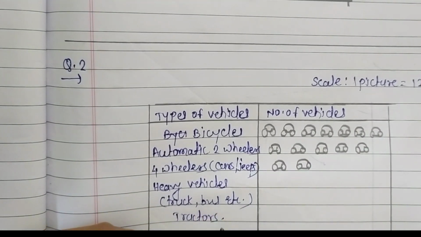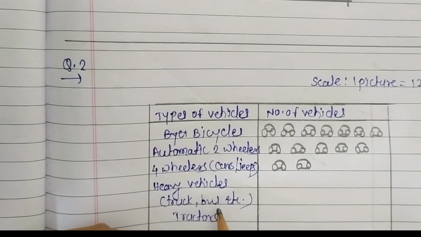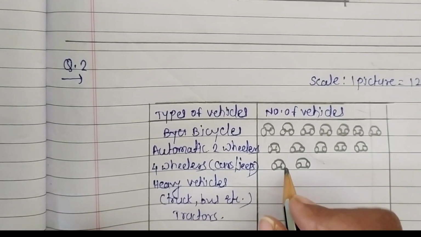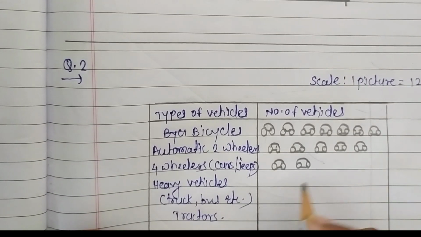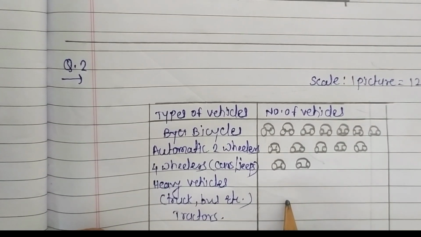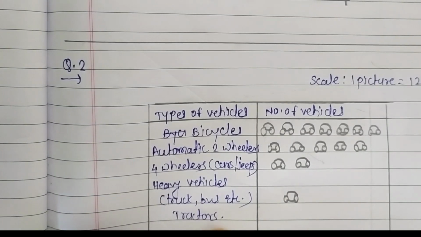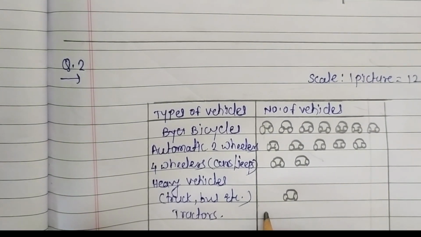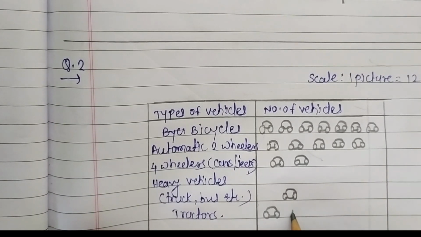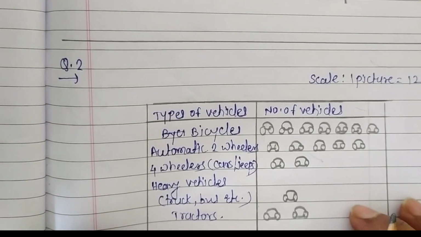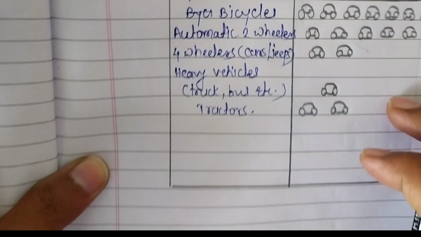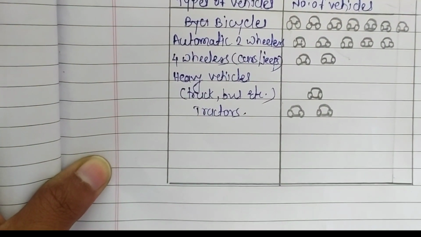Now heavy vehicles, which includes truck and bus, etc. So we have to draw 1 picture for it because they are 12 in numbers. So let's draw here 1 picture for it. And tractors, we have to draw 2 pictures for it. So this is our pictograph for second question. Now let's read this third question.